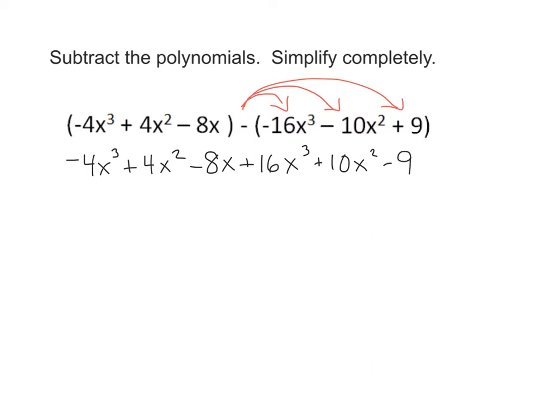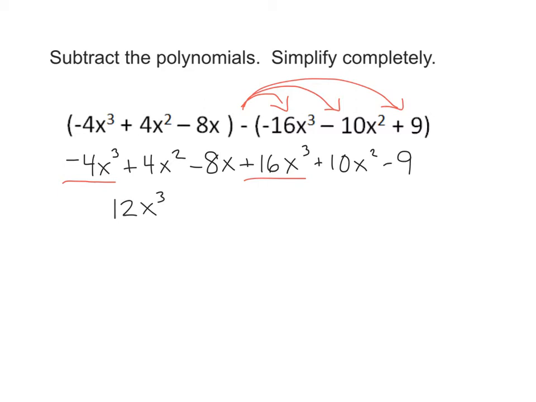Now this problem is exactly like the one in the first example we did. We're just combining like terms. So first we have negative 4x to the third. We have another x to the third term right here. So we have negative 4x to the third plus 16x to the third, which will be 12x to the third, because negative 4 plus 16 is 12.